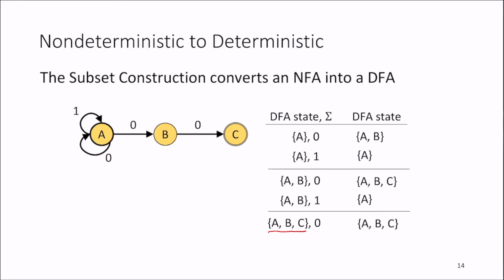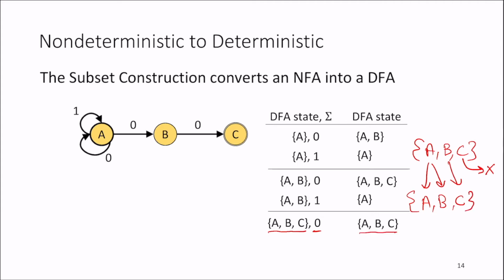I'm at this set of states, either A or B or C, and I see an input 0. Well, we've seen this kind of before, because on A or B or C, we know that A can end up either in A or B on input 0, B can end up in C, C can't go anywhere on 0, so that doesn't contribute anything. So I end up in this set of states, A, B, C, and notice that it's the same as this.